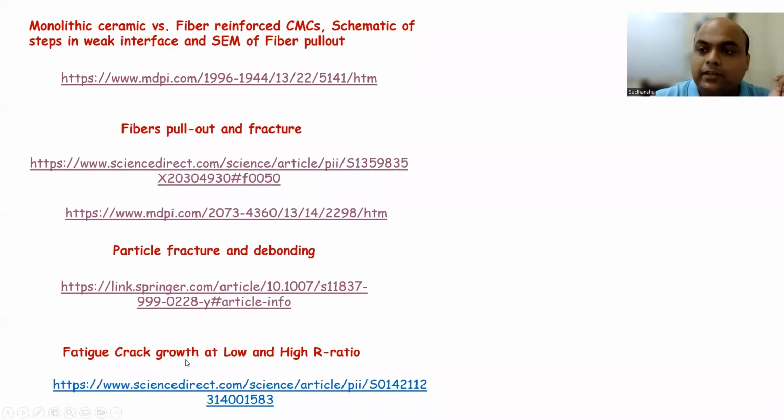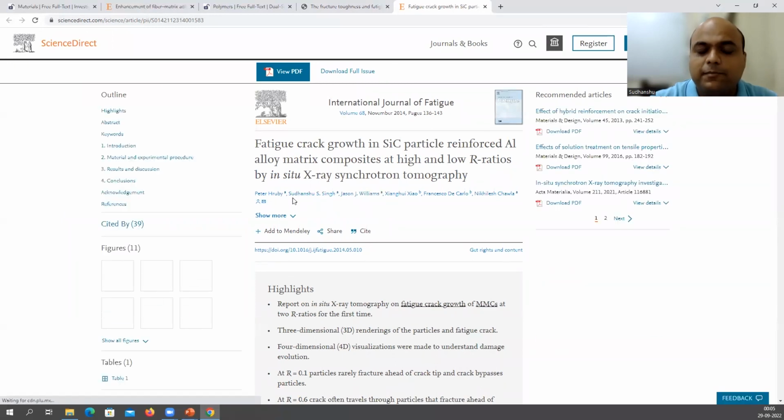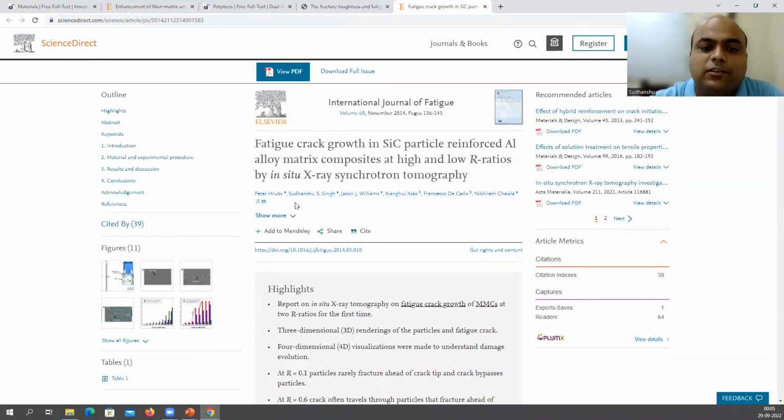And the last one is the fatigue crack growth at low and high R ratio. I am one of the co-authors, and this was by Peter Ruby in International Journal of Fatigue. You can see Sudhanshu S. Singh here.